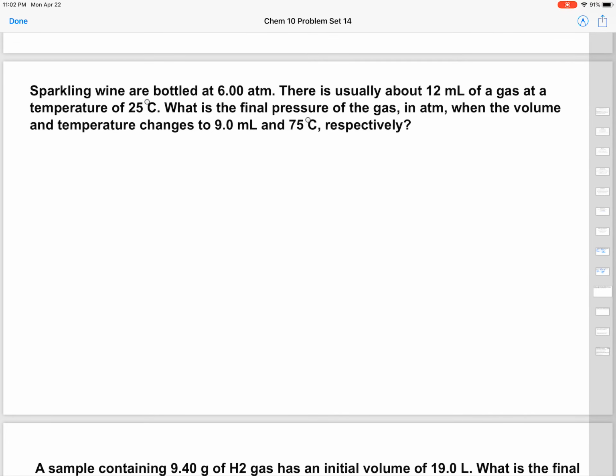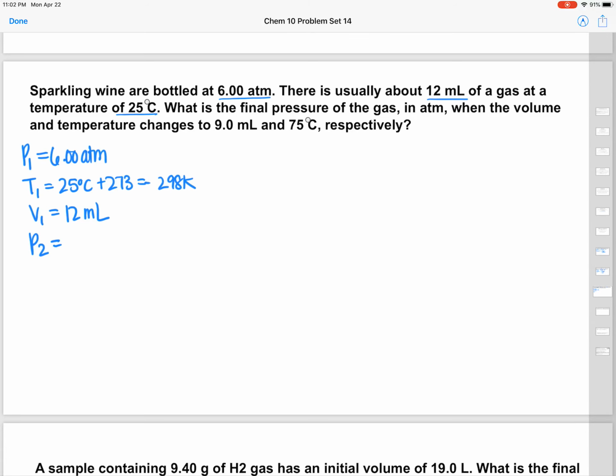Let's come back here and find our values. So our P1 is our beginning pressure, which is 6.00 ATM. Our T1 is our initial temperature, which is 25 degrees Celsius. We do need to convert that into Kelvin because it's not otherwise specified, which gives us 298 Kelvin. And our V1 is 12 milliliters.